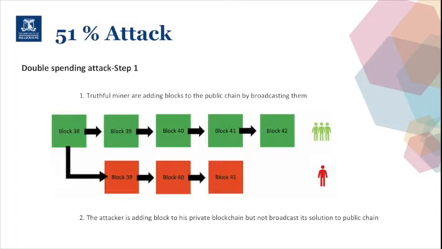So, how does it work? First, there is a green one, which is a public chain running on the network. The attacker generates blocks on his red private chain without broadcasting any information to the network.